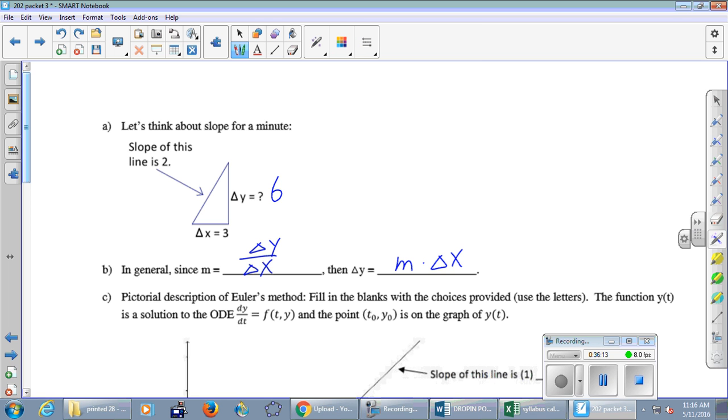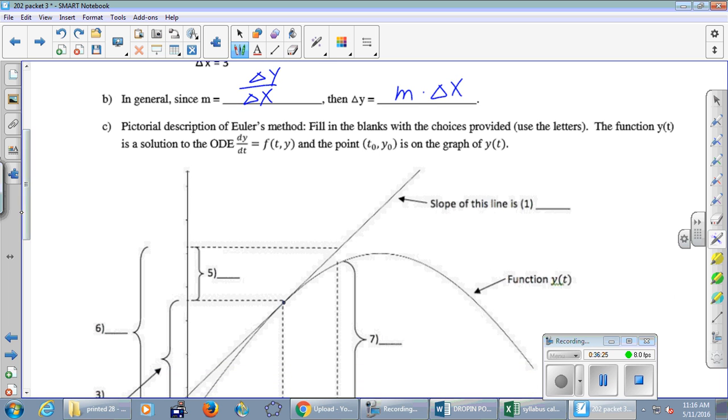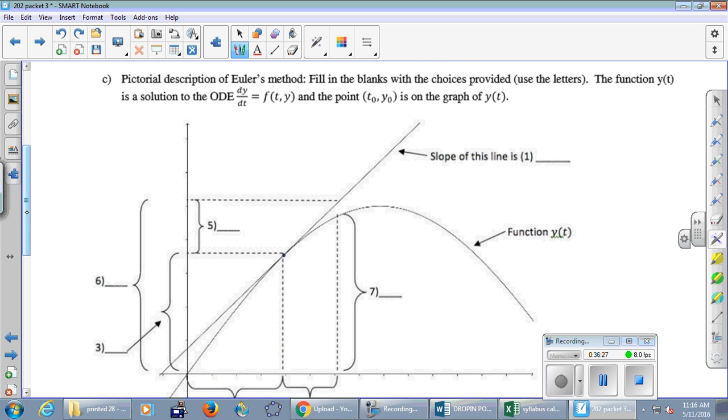And we can confirm that in our case. If you multiply the slope by the delta x, what do you get? 6, great. So there's a formula that we're going to use. So here is a complicated picture with lots of blank lines in it. We're going to fill them all in. So here's the idea.